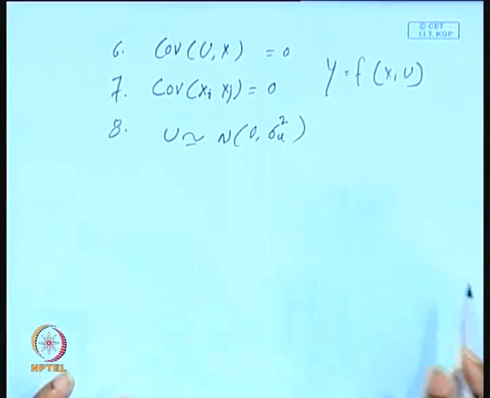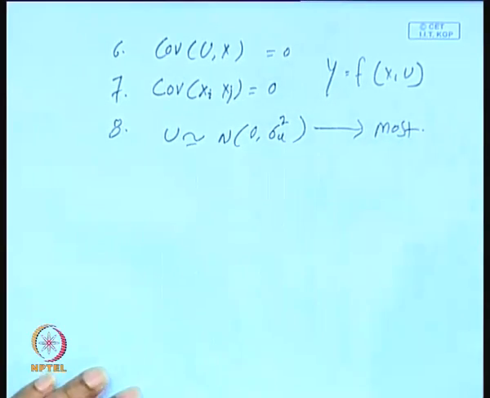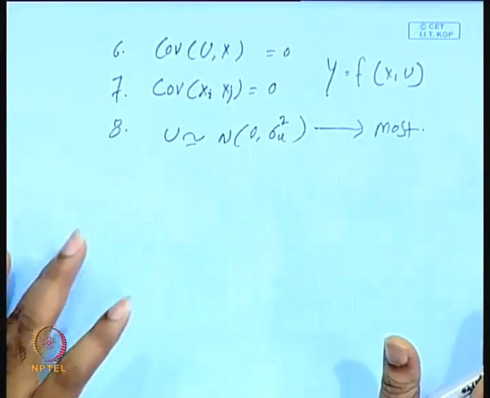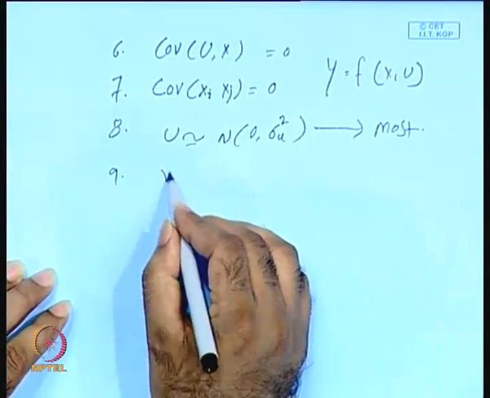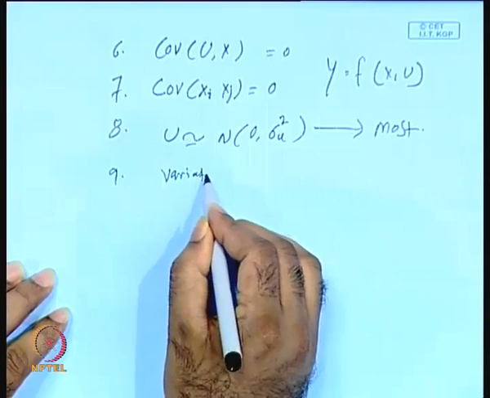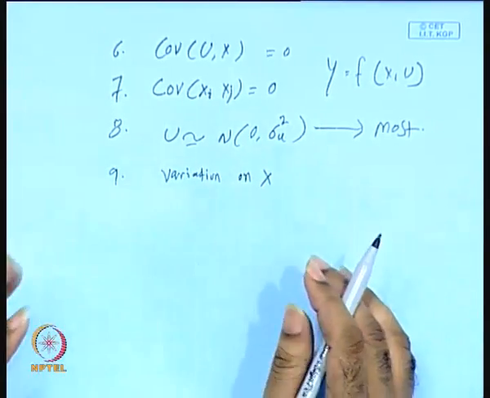0 mean and unit standard variance. This is the most important one for this particular econometric modeling. Okay. So, then ninth, there should be variation on x. Of course, if there is variation on x, then there should be variation on y.